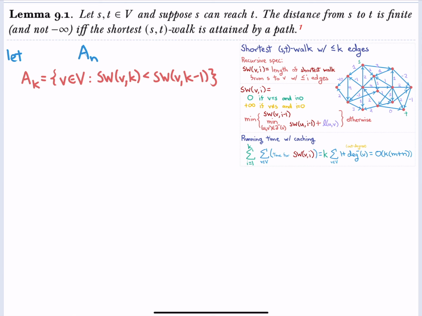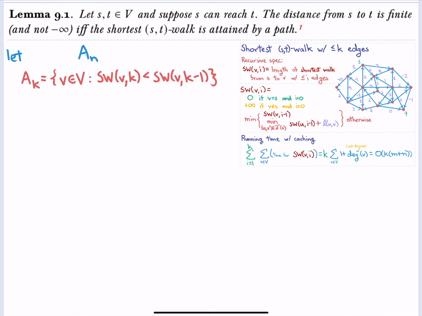Or I can exaggerate more. What about A sub 2n? What happens if on the 2nth edge that length went down? Yeah. So why is there a cycle? How do I know there must be a cycle? Okay, that's the right idea.